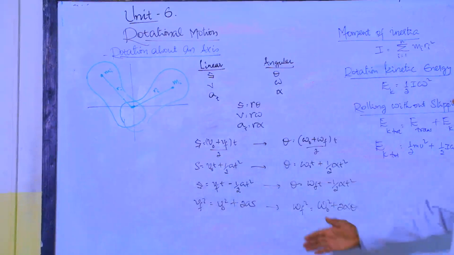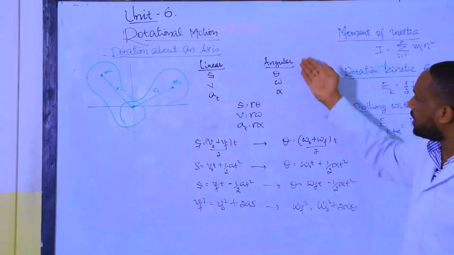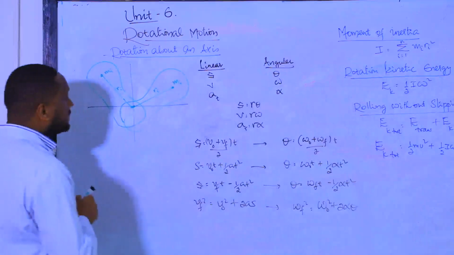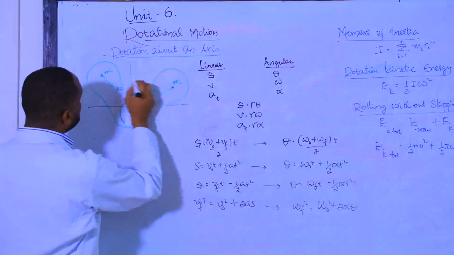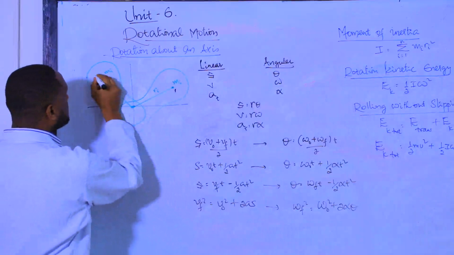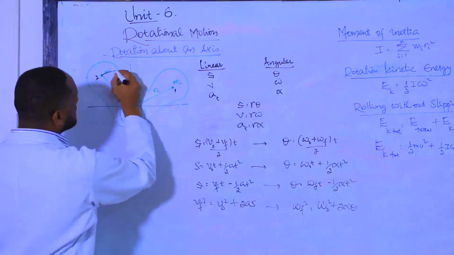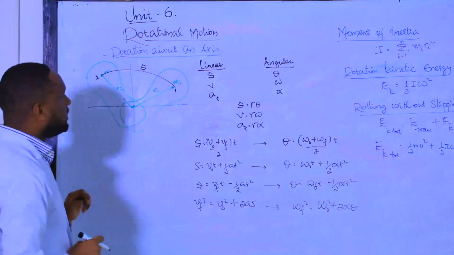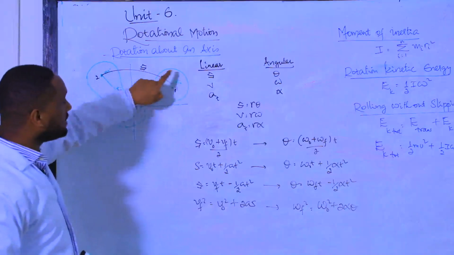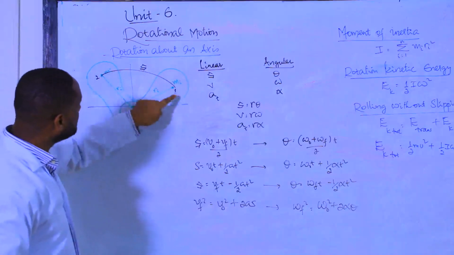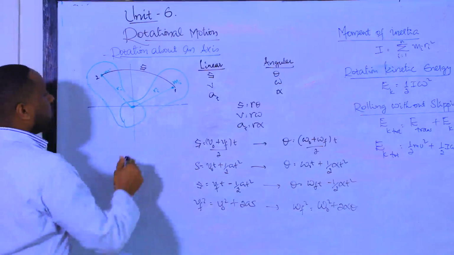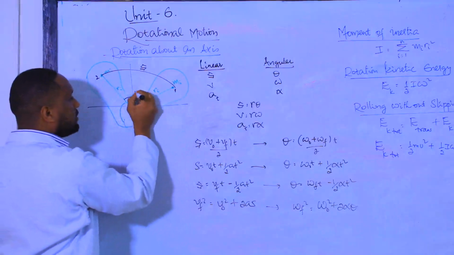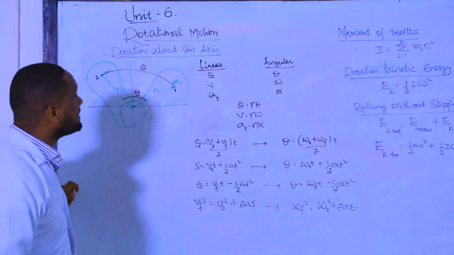There are some linear quantities describing their motion and there are some angular quantities, okay? So for example, if a particle is rotating from position 1 to position 2, it will move through a displacement, which we call tangential displacement or linear displacement, that's the arc length. And when the object is moving from this position to this position, it makes some angle theta with the center, so we call that angular displacement.